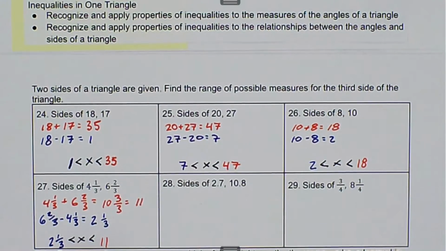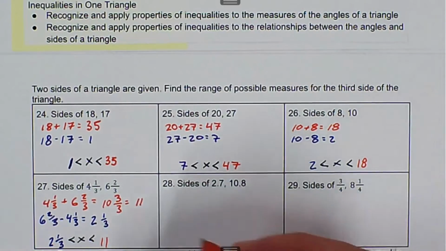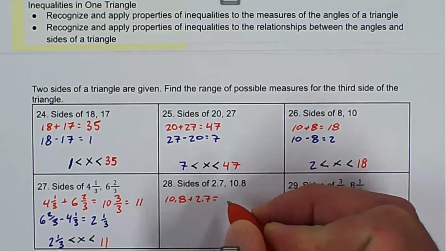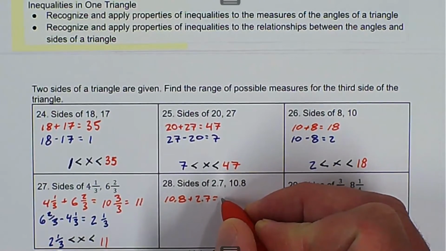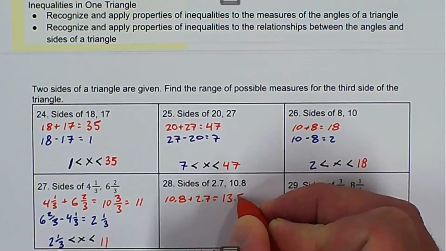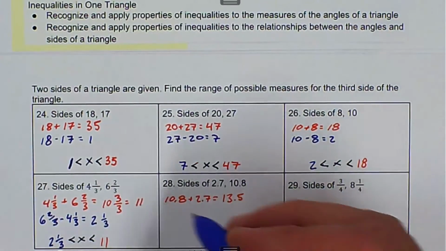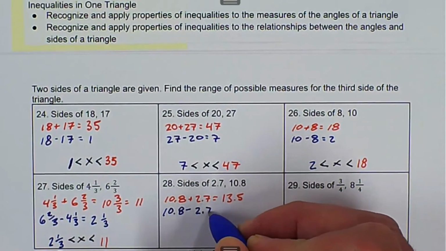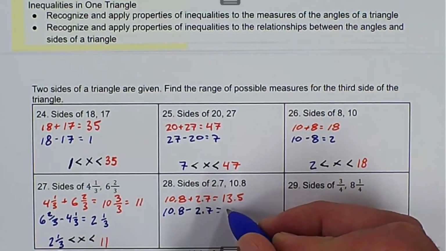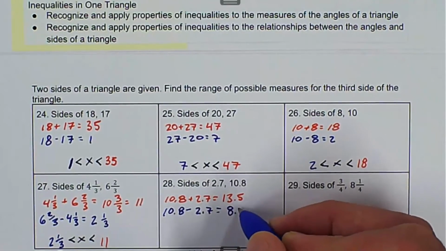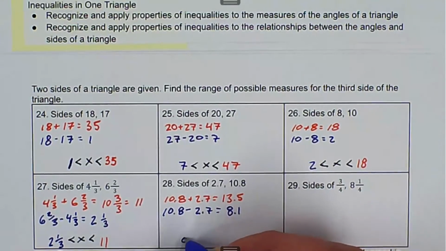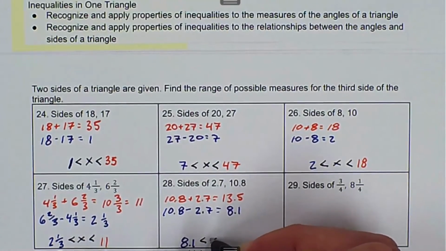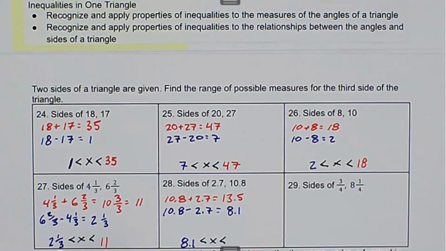Here we have some decimals, and we're just going to add those together again. So we get 10.8 plus 2.7. That is going to be 13.5. And then we have 10.8 minus 2.7. And that is going to be equal to 8.1. Smallest number first, 8.1 is less than x, which is less than 13.5.